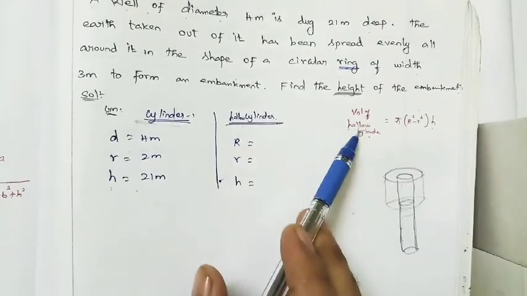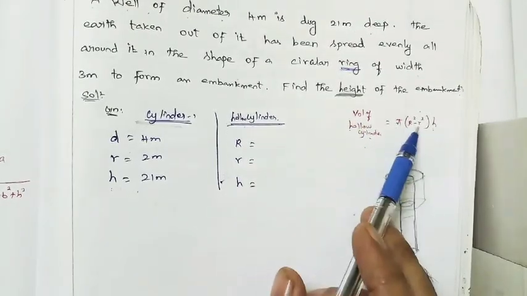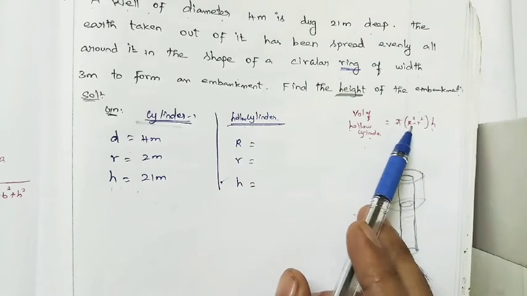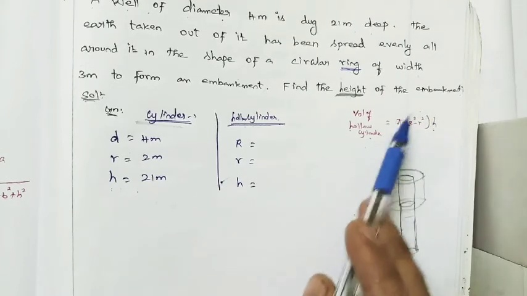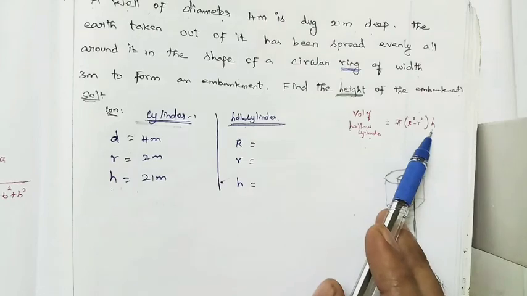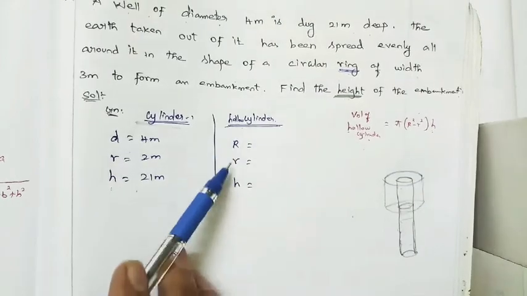What is the formula for the volume of a hollow cylinder? Pi h into capital R square minus small r square, or pi into R square minus r square into h. What are the same formula? Capital R, small r, and h. This only we need. Capital R, small r, and h.